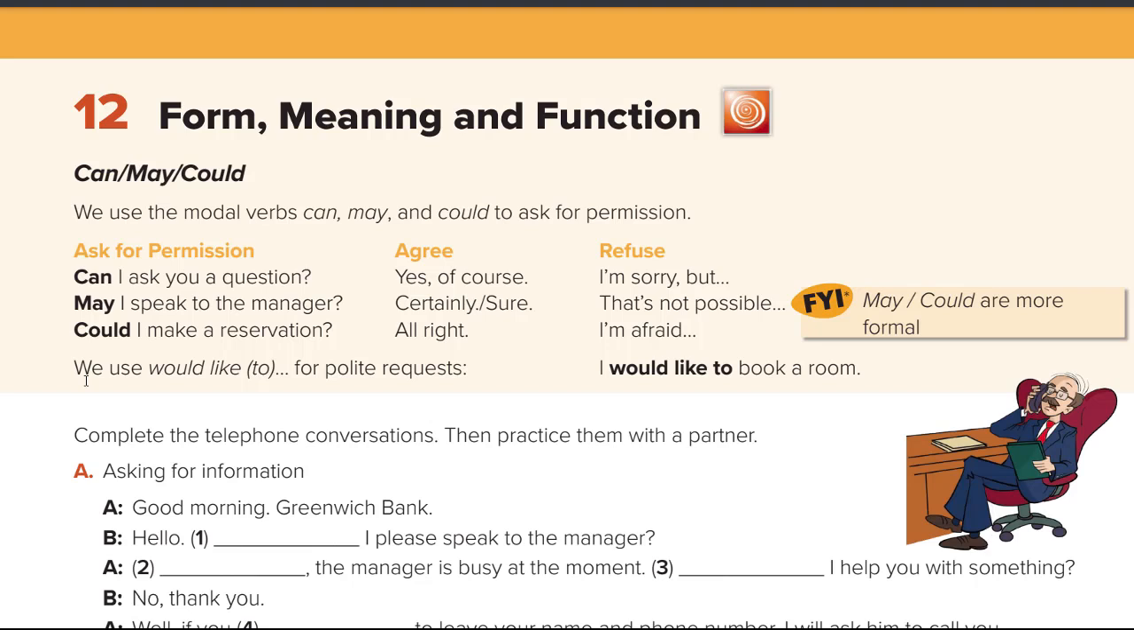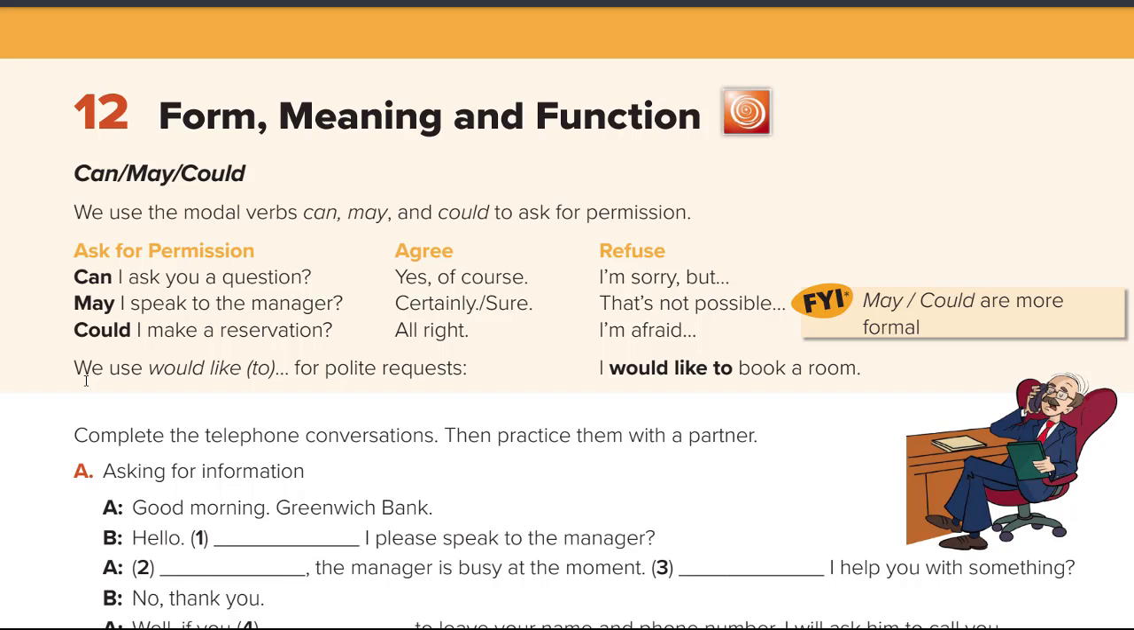Form, meaning and function. Can يستطيع, may قد, could يستطيع أيضا. We use the modal verbs can, may and could to ask for permission. نستعملها للسؤال عن إذن. Ask for permission. لنستأذن. Can I ask you a question? May I speak to the manager? Could I make a reservation?